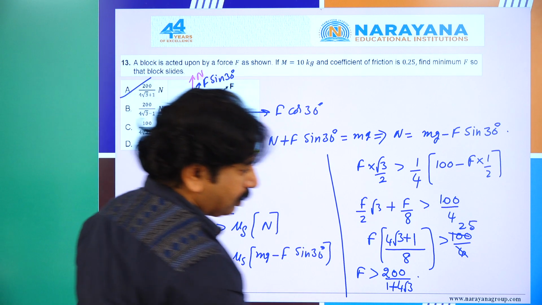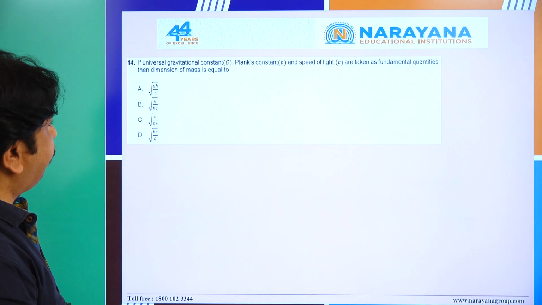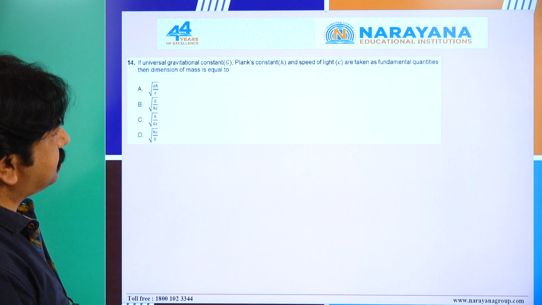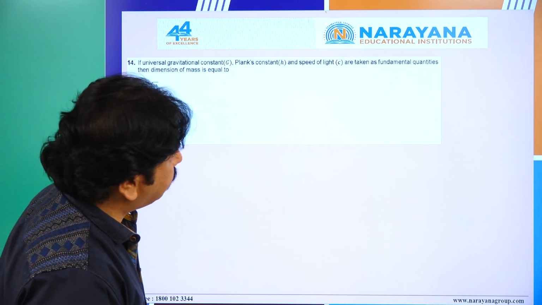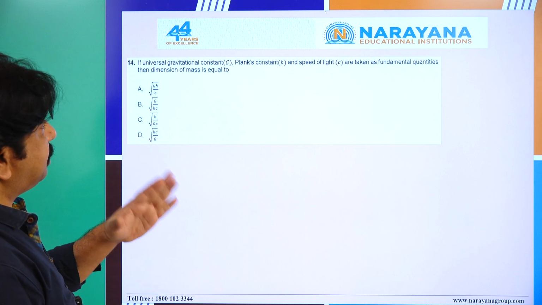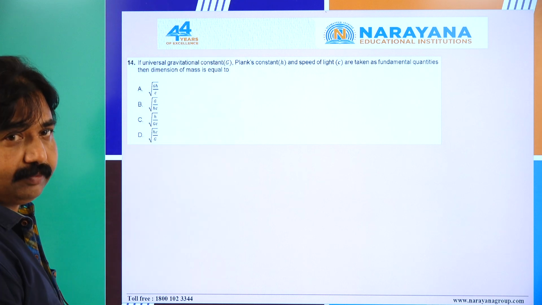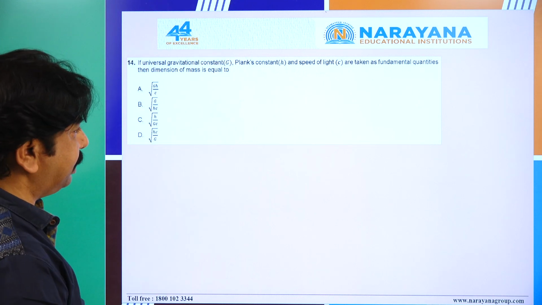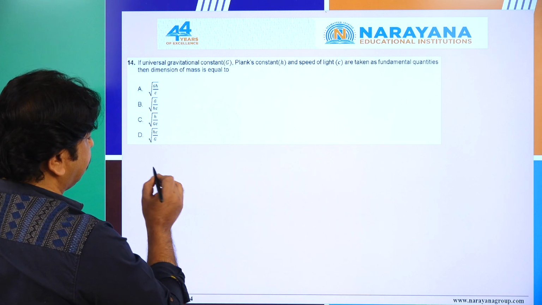Next question. If the universal gravitational constant, Planck's constant and speed of light are given, and they are considered as the fundamental quantities, we require the dimensions of mass. It is a purely units and dimensions question only. So as already we know the conditions, one by one.